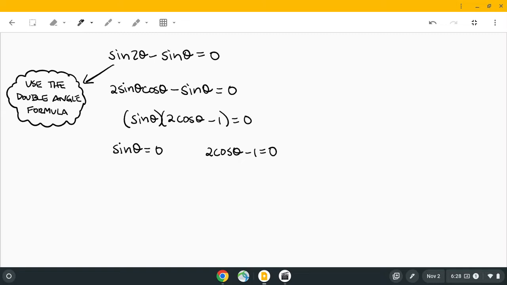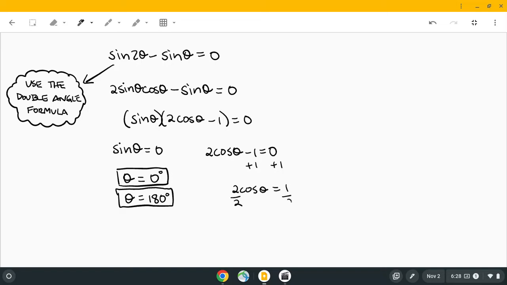All right. So sine theta equals 0. Sine theta equals 0 at 0 degrees, and also at 180 degrees. These are just something that we have memorized from the beginning of the class. For this one here, I'm going to add 1. I get 2 cosine theta equals 1, divide by 2. Cosine theta equals 1 over 2.